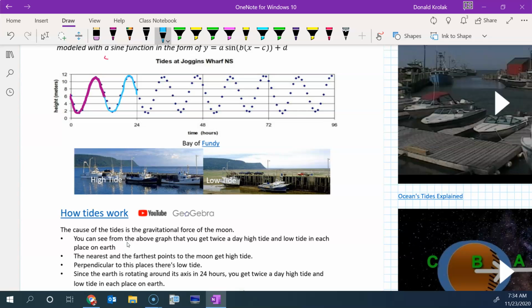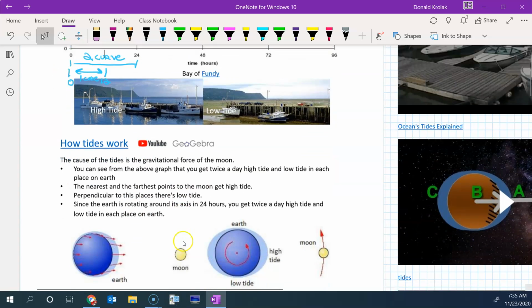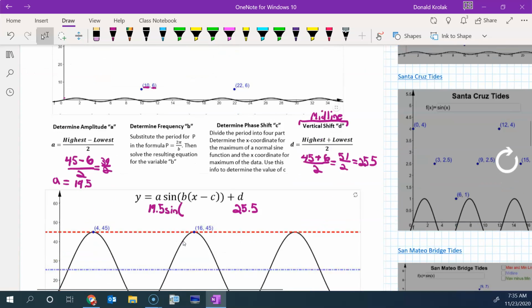So if 2 sine curves fit in 24 hours, then 1 sine curve is 12 hours. We have 2 highs, 2 high tides, and 2 low tides. So our period is going to be 12.